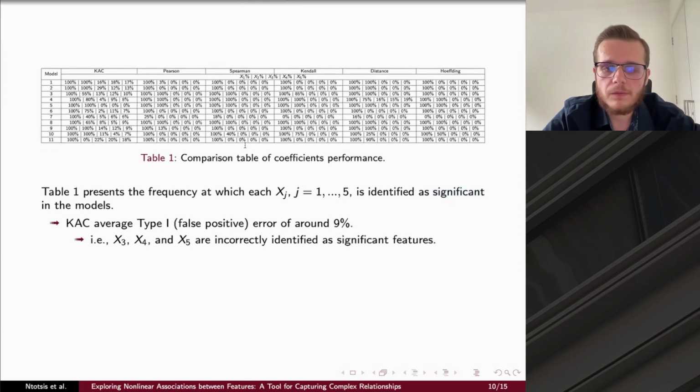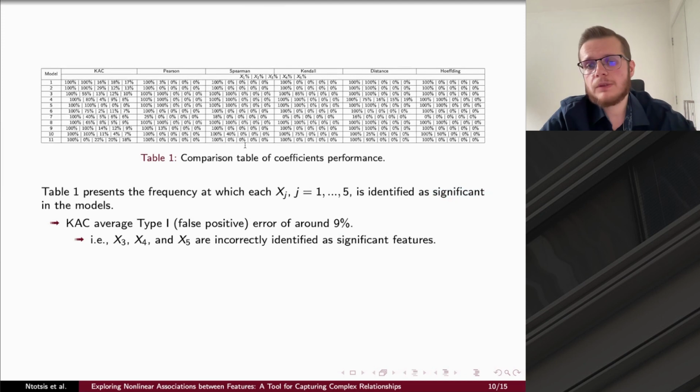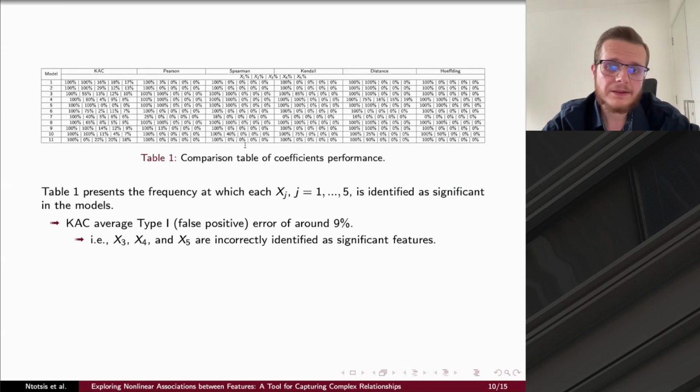The first comment from this table is that KAC average type 1 error is around 9%, meaning that 9% of the times X3, X4, and X5 are incorrectly identified as significant features.